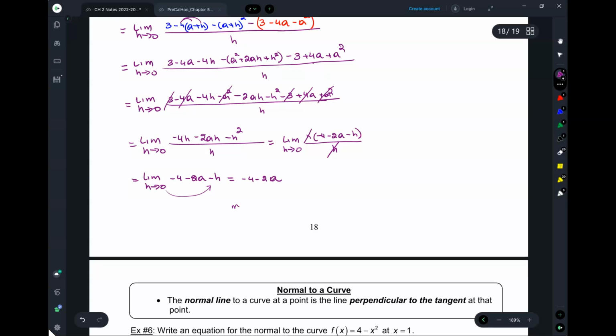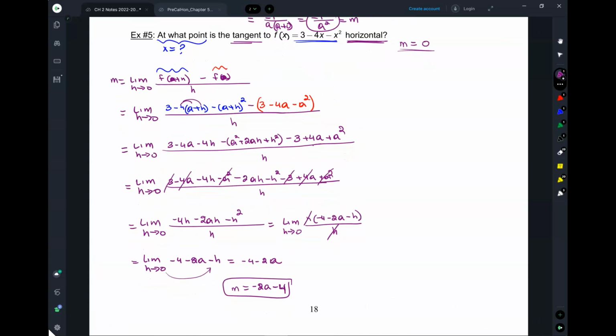So now this is negative 2a minus 4. I just rewrote it in a different order. This is the expression for the slope for this function. So basically, let's take a look. This is some parabola, right? The 3 minus 4x minus x squared, that's some parabola.